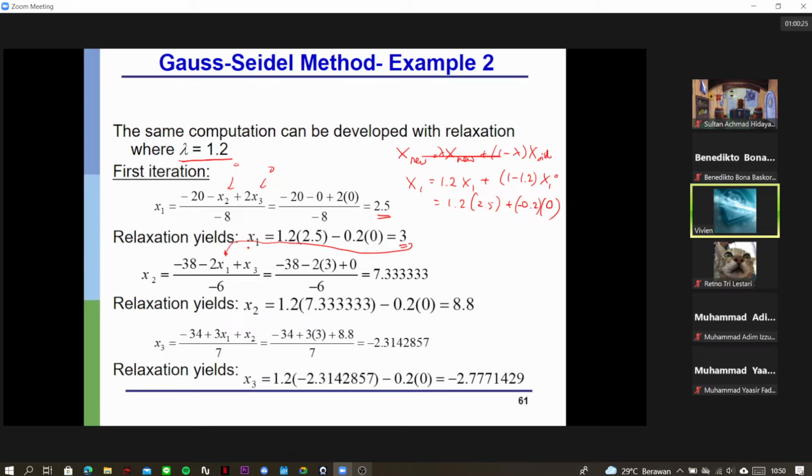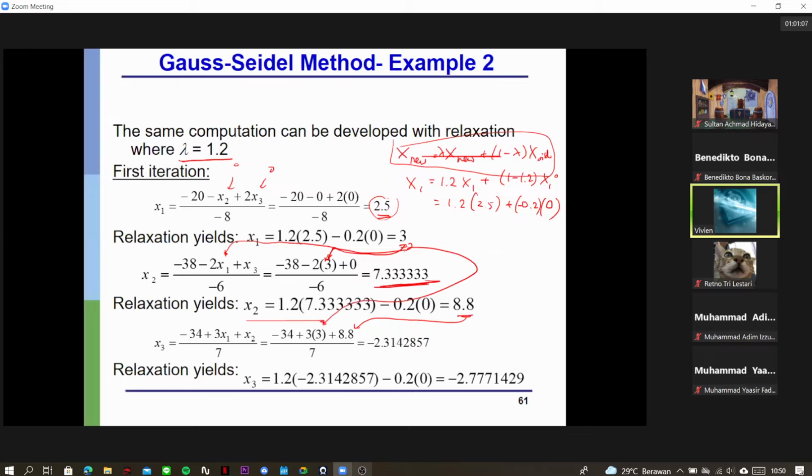So the difference is only this one: when we want to use the value, we have to apply the relaxation first. So we are not using this value directly. Instead, we calculate it with the relaxation and then we insert it here. Then we have the new value for x2 from this calculation. When we have x2, we don't use that directly, again we apply the relaxation factor, so that we get a weighing of 1.2 times the new value of x2 minus 0.2 times the old value of x2, which is the initial value. So now we have 8.8. So that is the value that we use.